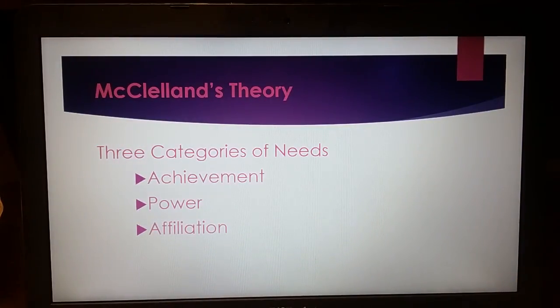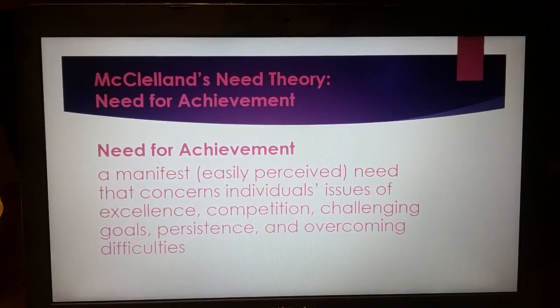All right, so moving on, we have a new theorist here. That is McClelland, and it's this idea that there are three categories of needs that people fall into: achievement, power, and affiliation. And we're going to look at them one by one. Okay, need for achievement is that people who have a need for achievement are really very competitive. They like challenging goals. They don't give up. They just don't give up.